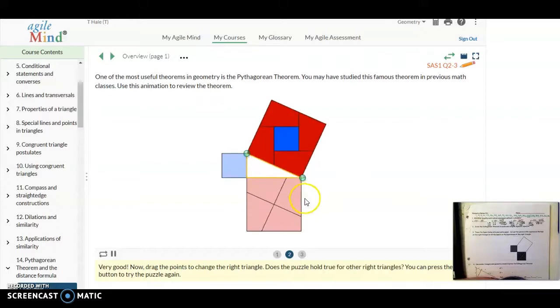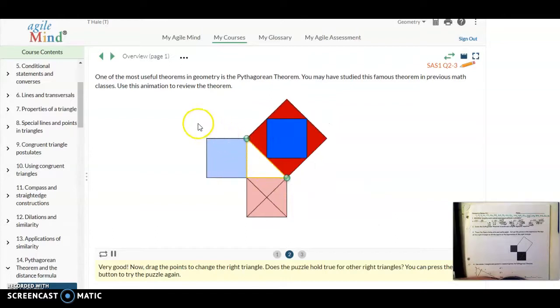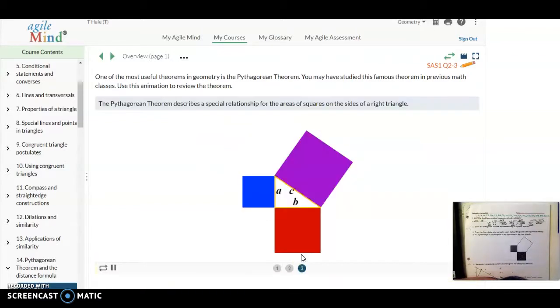Now I can adjust the size of the sides of this right triangle, and you can see that that still holds true. So it's not that we just had this perfect one that it worked on. It works for any right triangle.